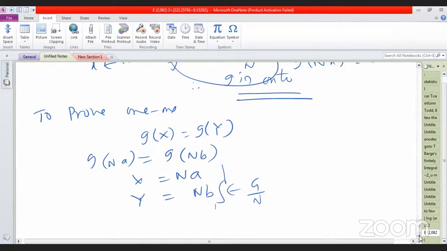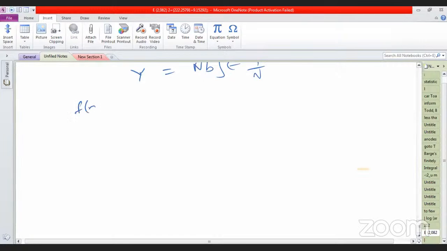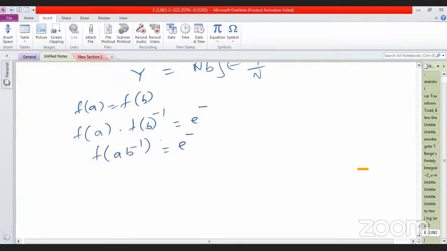Therefore, F of quotient A is equal to what we have to write? F of B, we can write it or not? F of B. Yes, sir. F of A into F of B inverse. We can write E inverse or not? Yes, sir. That F of A, B inverse of E bar, we can write it or not?